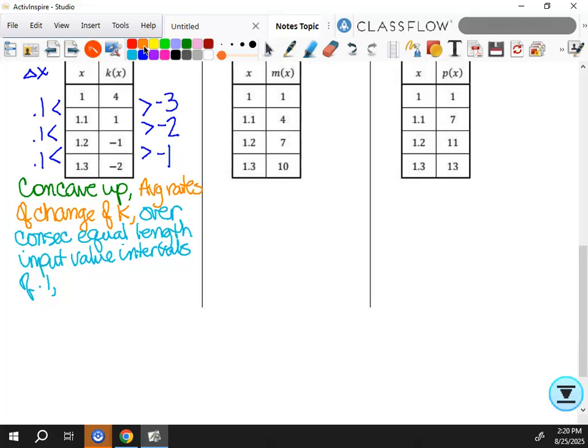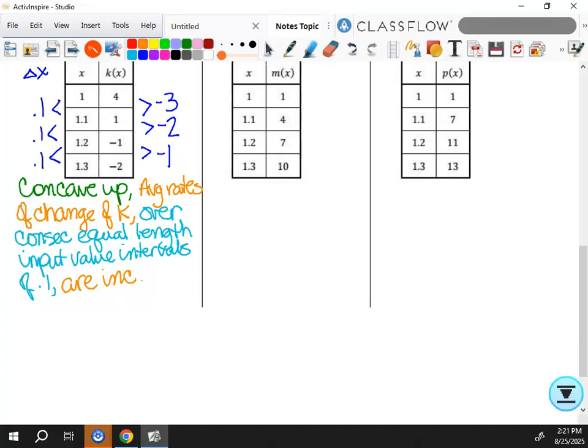And here's where you have to make sure, don't tell me that the average rates of change are changing at a constant rate. I don't care about that here. That has nothing to do with concavity, right? The reason I know it's concave up is because my average rates of change are doing what? Increasing. So the average rates of change of K are increasing. I don't like how these sentences split the information, but it is what it is.